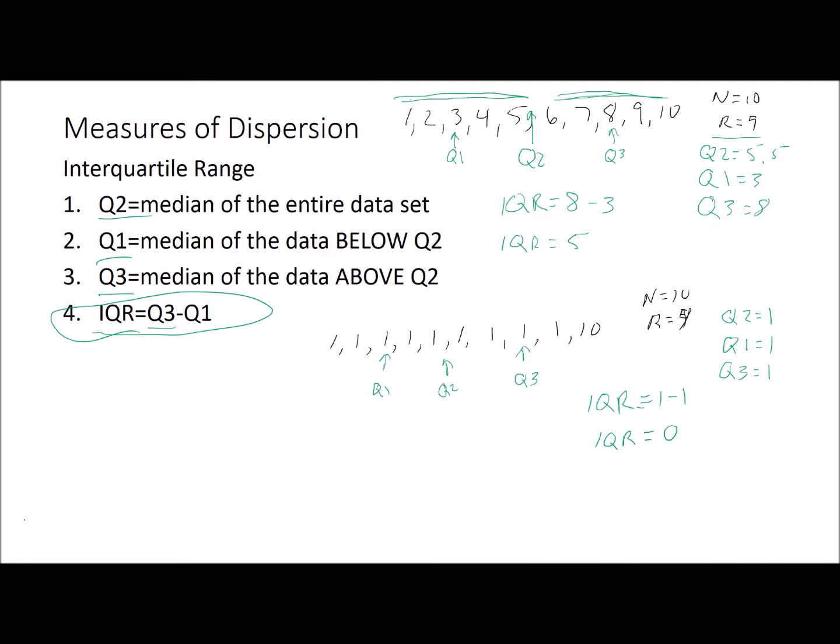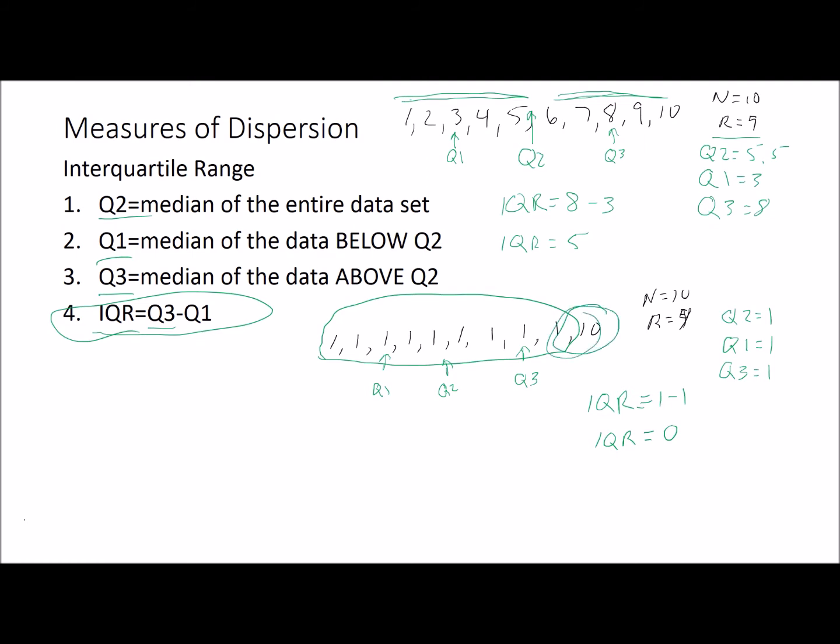So what does that tell us? Well, it tells us what we can assess just by looking at the data, because it's a small data set. All of this here, there is no dispersion. There is no spread, no variance here. It's all the same.